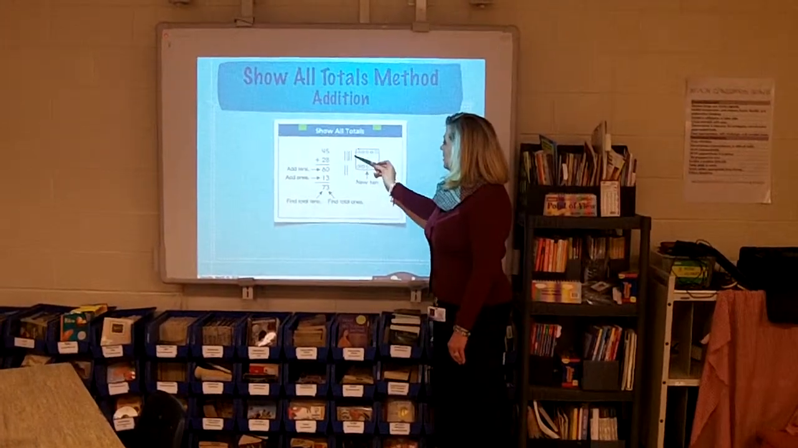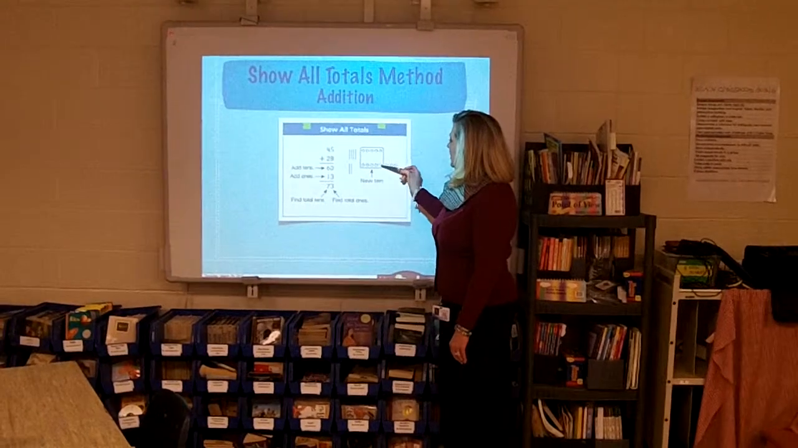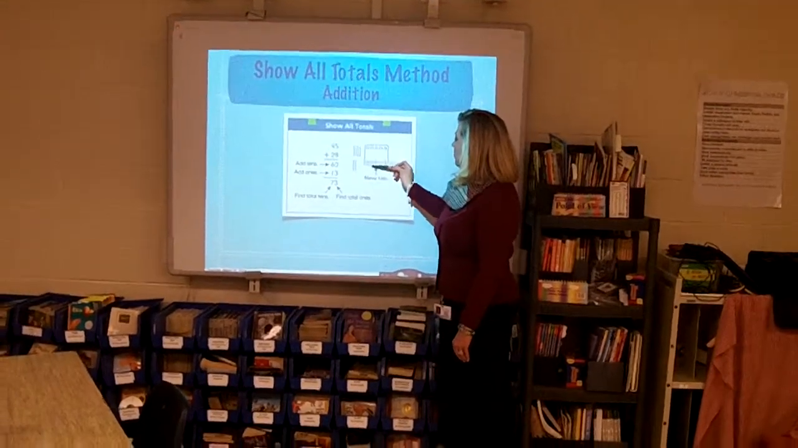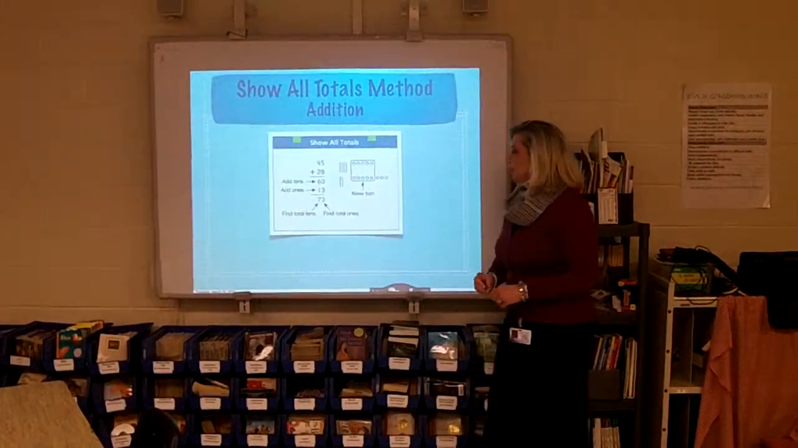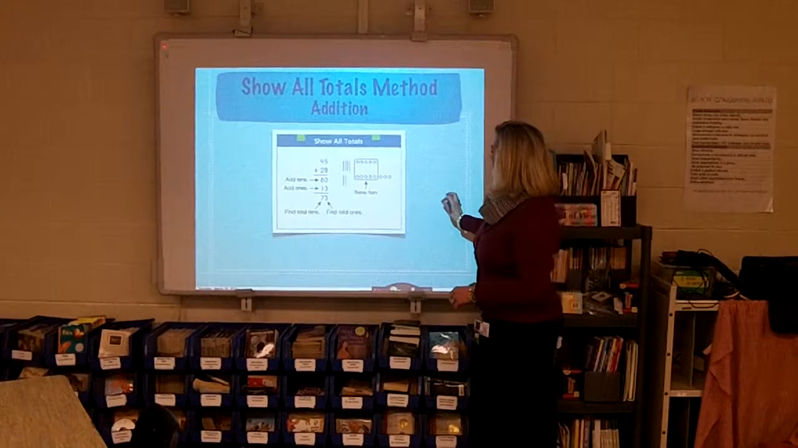And so we teach the students that anytime we see 10 ones, we regroup those 10 ones as one of these 10s. So our answer would be 73, 7 tens and 3 ones.